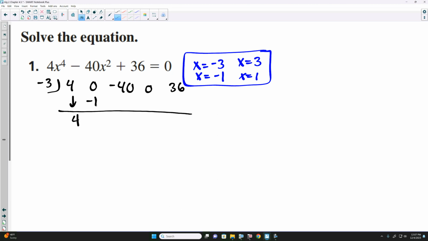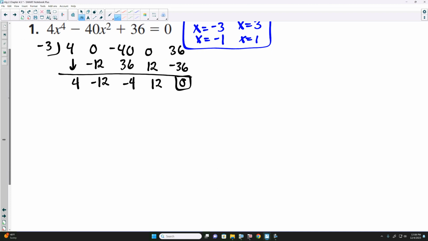Negative 3 times 4 is negative 12. 0 plus negative 12 is negative 12. Negative 3 times negative 12, a negative times a negative is a positive, and 3 times 12 is 36. Negative 40 plus 36 is negative 4. Negative 3 times negative 4 is 12. 0 plus 12 is 12. And negative 3 times 12 is negative 36, which does indeed give us a remainder of 0.